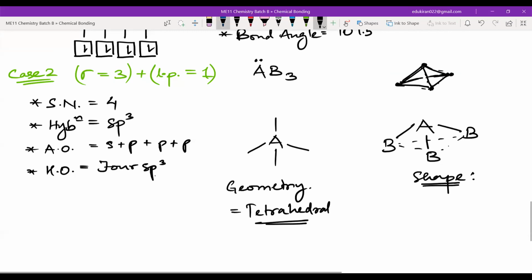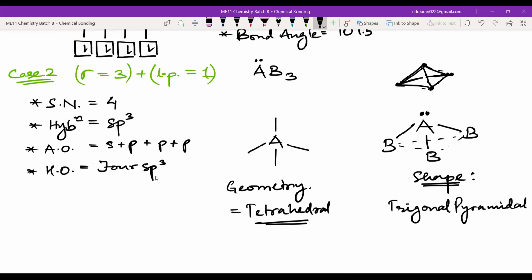Right? This is a pyramid, and this is a pyramid with a base of triangle, and it is trigonal pyramidal. And obviously this A is having a lone pair here. Okay, so this lone pair is not a bond. That is why we don't look at it when we are determining the shape. You guys got this? Yes or no?